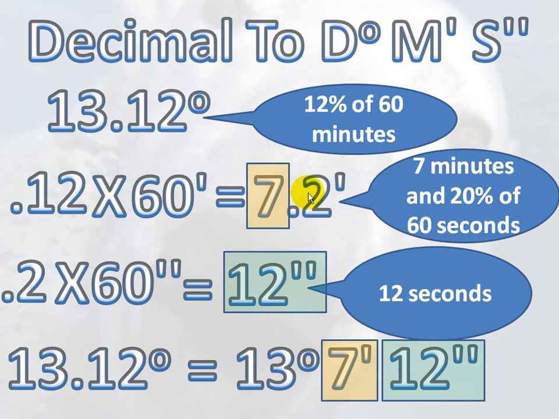So notice, each time what we're doing is we're taking the decimal part and multiplying it by 60. I take the 0.2, multiply it by 60, and get the 12. Here I multiplied the 0.12 times 60, then the 0.2 times 60, and so forth. So each time you're just multiplying by 60, the decimal part times 60.